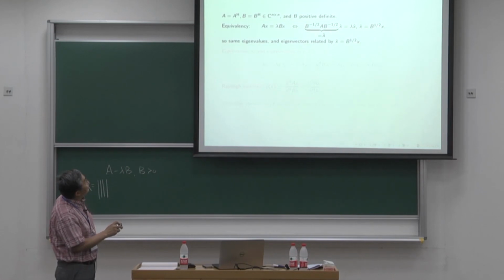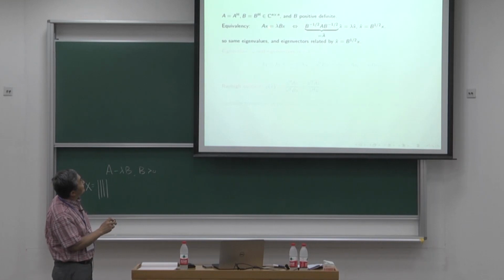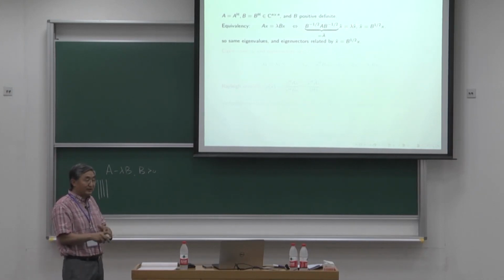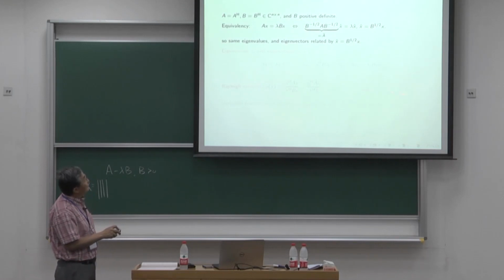So basically, you have a matrix, eigenvalue problem from Ax equal lambda Bx. You have A hat x hat equal to lambda x hat. So the two eigenvalue problems are equivalent. They share the same eigenvalue, and the eigenvector is related by this relation, right? Okay.